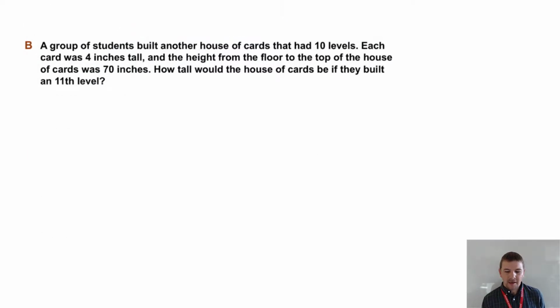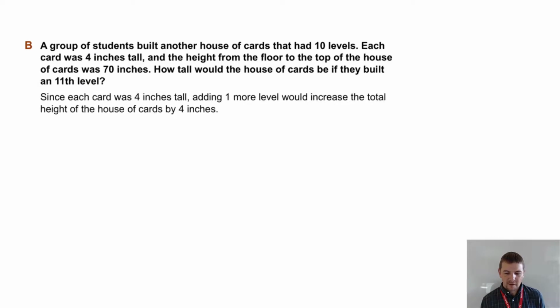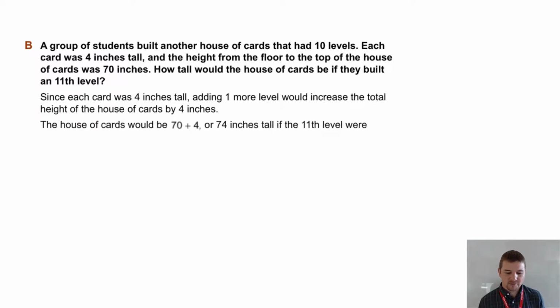Part B. A group of students built another house of cards that had 10 levels. Each card was 4 inches tall, and the height from the floor to the top of the house of cards was 70 inches. How tall would the house of cards be if they built an 11th level? Well, since each card was 4 inches tall, adding one more level would increase the total height of the house of cards by 4 inches. So the house of cards would be 70 plus 4, or 74 inches tall, if the 11th level were added.